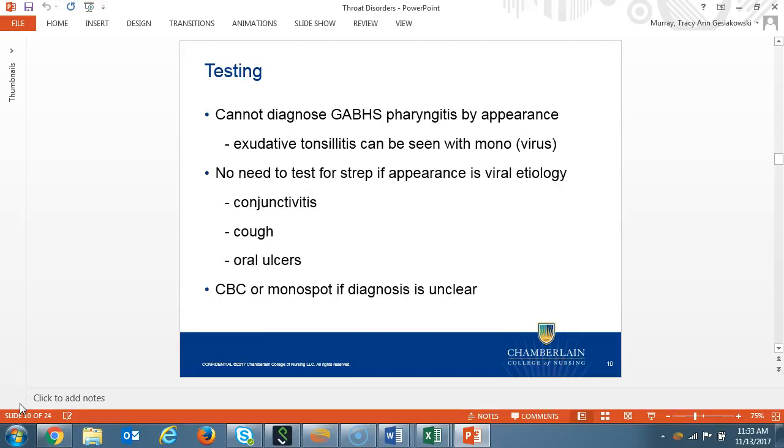There is a broad overlap of streptococcal and non-streptococcal, which is usually viral, pharyngitis, and the ability to diagnose group A strep pharyngitis based on clinical presentation alone is poor. As a result, testing for group A strep is unnecessary if the patient's clinical picture and epidemiological features are consistent with a viral etiology. And this would be presence of conjunctivitis, a cough, oral ulcers, etc. Blood work is rarely needed, but a CBC and monospot is recommended if diagnosis is unclear or if patients report close contact with a person infected with mononucleosis.